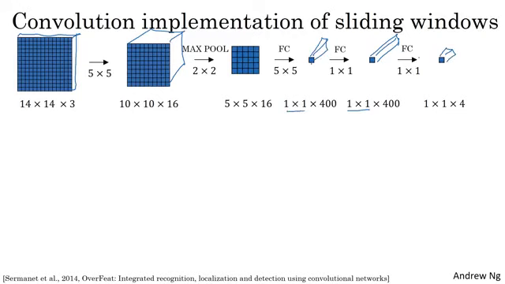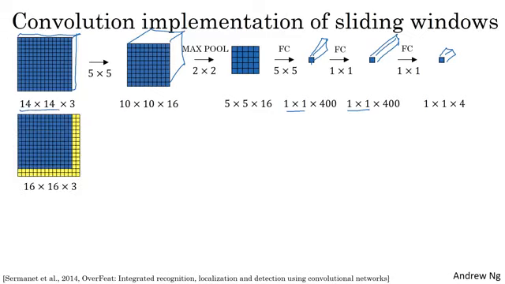So let's say that your ConvNet inputs 14 by 14 by 3 images and your test set image is 16 by 16 by 3. So I've now added that yellow stripe to the border of this image. So in the original sliding windows algorithm, you might want to input the blue region into your ConvNet and run that once to generate a classification of 0 or 1, and then slide it down a bit, let's say use a stride of 2 pixels.